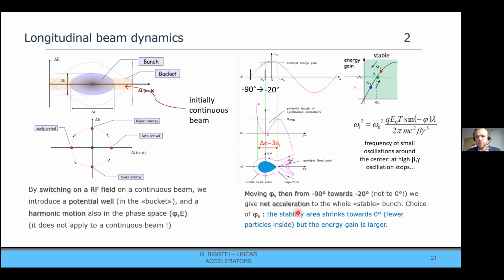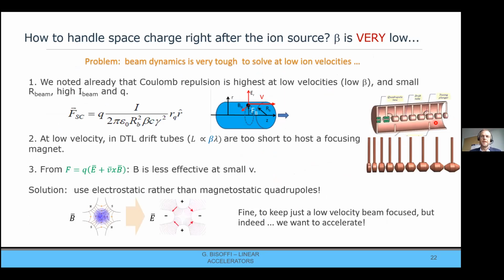And of course, you must find a compromise between the size of your area, which will host a certain number of particles, and the phase, which the higher you go, the more efficient you are in acceleration. Actually, the K in this case is a very complicated formula here, which we could comment on at length, but I have no time to do so.